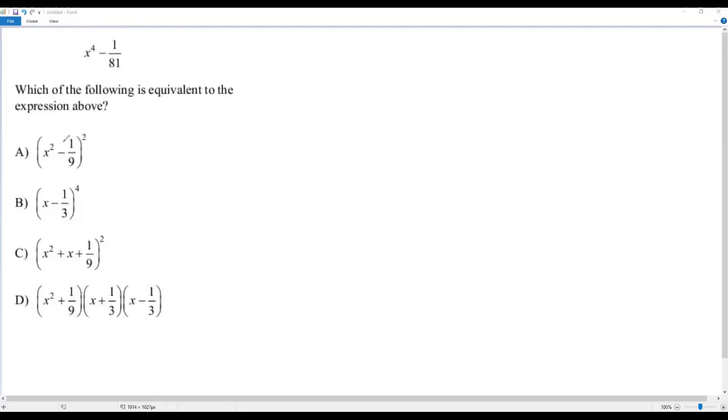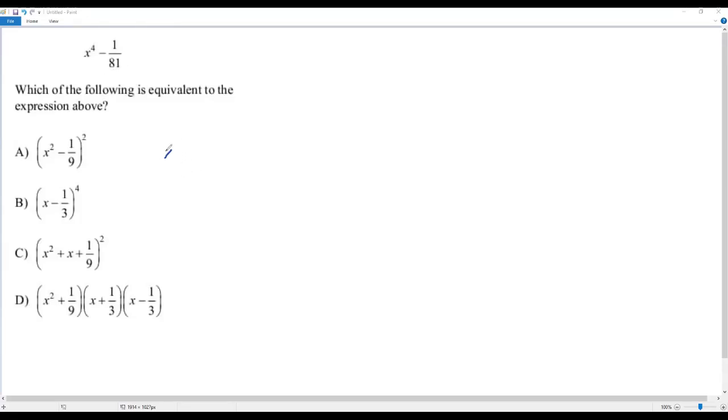Okay, here in answer choice A, a binomial is squared, and B, a binomial is raised to the fourth power, and in C, a trinomial is raised to the power of 2. In D, we have the product of three binomials, that is three factors. When I look at the given expression, the first one is x to the fourth power, it can be written as a square. And the second one, 1 over 81, 81 is a perfect square, 1 is also a perfect square. So we can write the second one also as a square. When I write both the terms as squares, I'll be getting the difference of two squares. Then we can write that one in factored form.